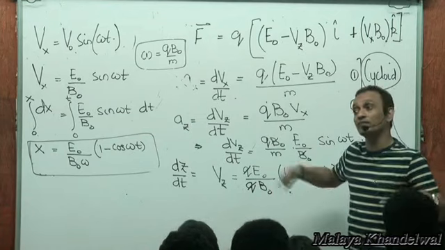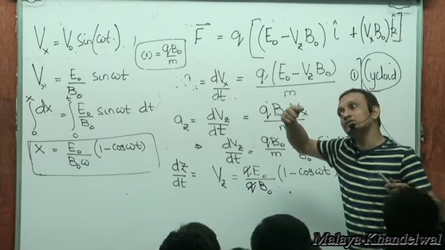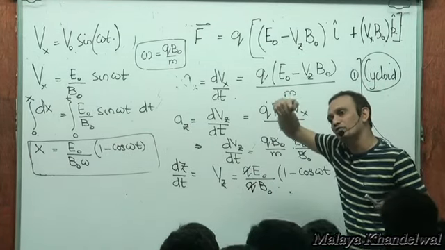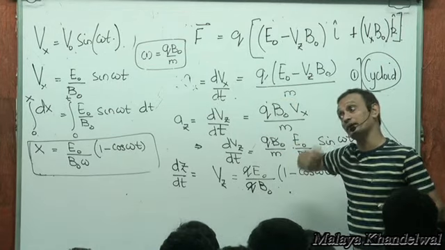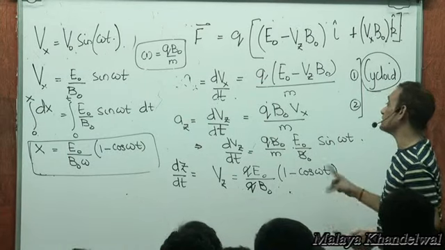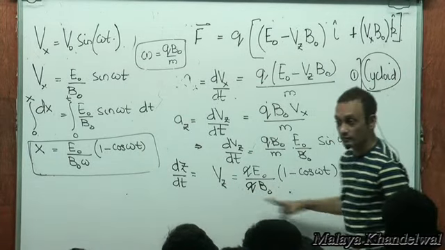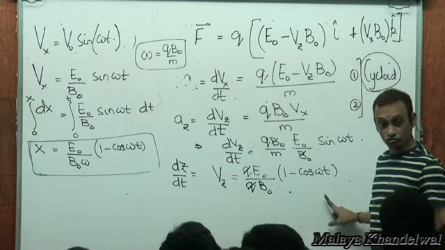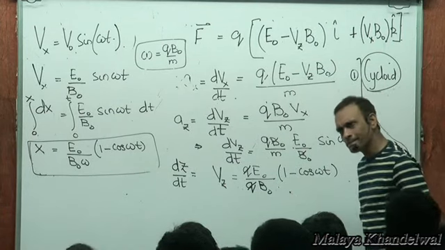It's a cycloidal path. Cycloidal because it represents the path traced by a point on the rim of a cycle which rolls without slipping. That's why it's called a cycloid. X versus z is going to be a cycloid. Z you can find after integrating this, and so on and so forth. Got me?